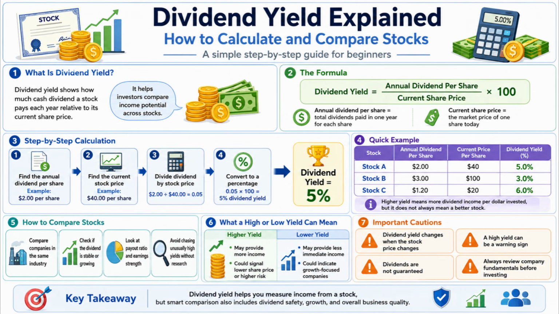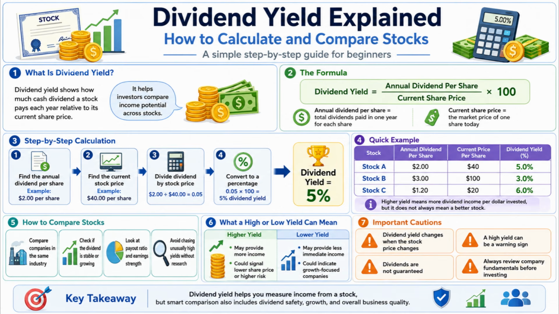Now, when comparing stocks, a higher dividend yield may look attractive because it means more dividend income for each dollar invested. For example, if stock A has a 5% yield, stock B has a 3% yield, and stock C has a 6% yield, stock C gives the highest dividend yield in this comparison.